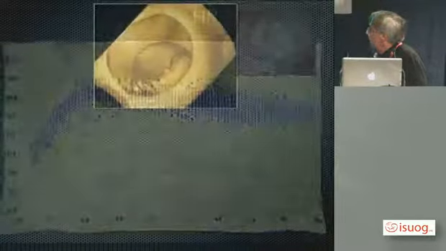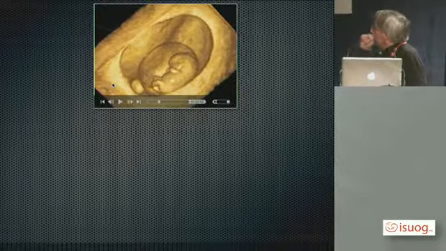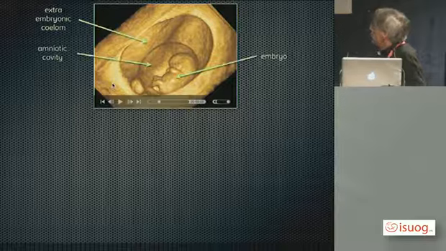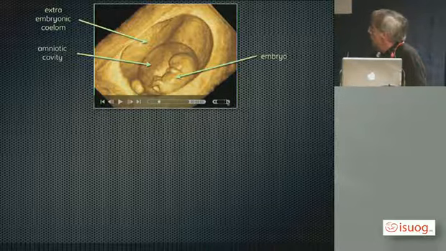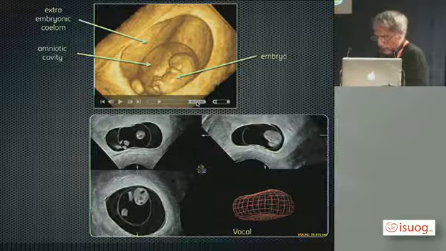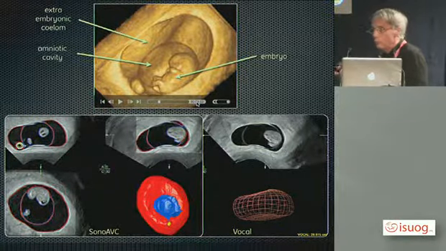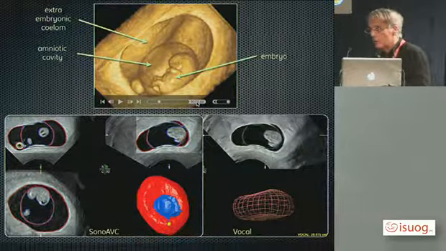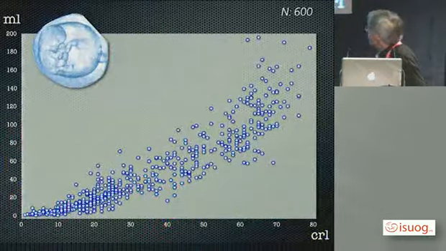We have different parts here. We have the complete gestational sac, extraembryonic coelom, the amniotic cavity, and the embryo. And using different software, we can use VOCAL software, we can use sonoembryology. It's possible to do the calculation of the volume of each part. And I did it a few years ago.